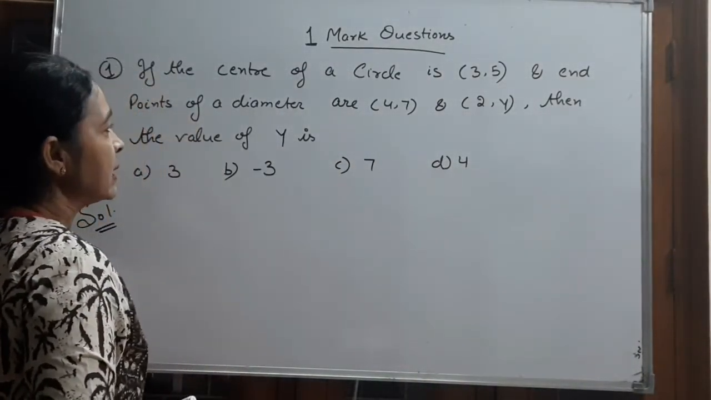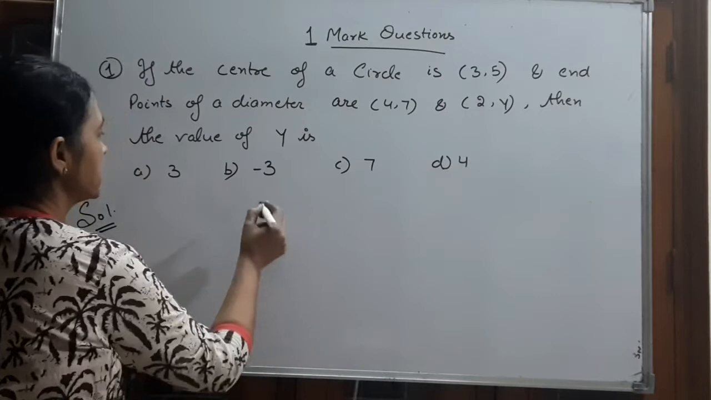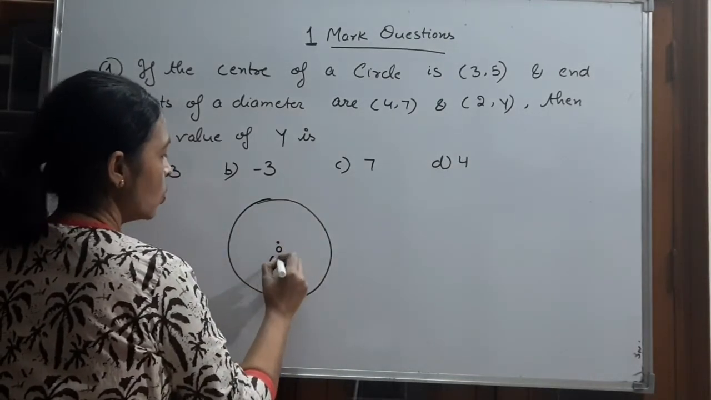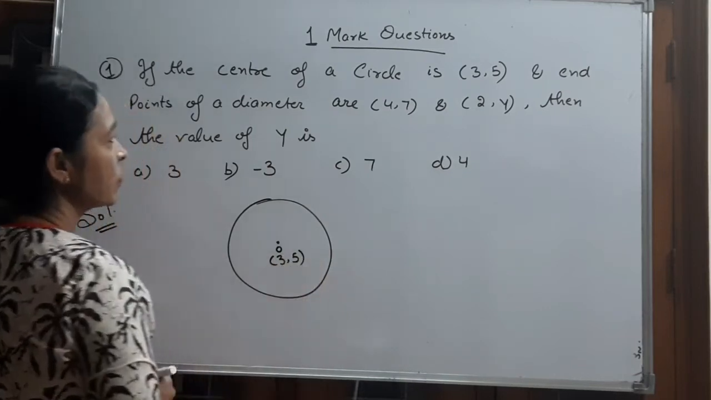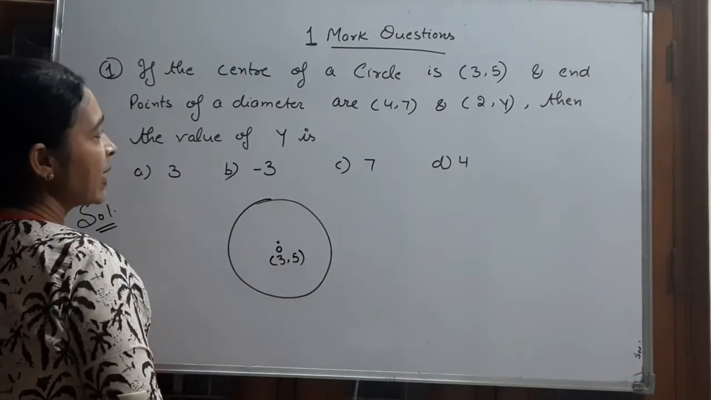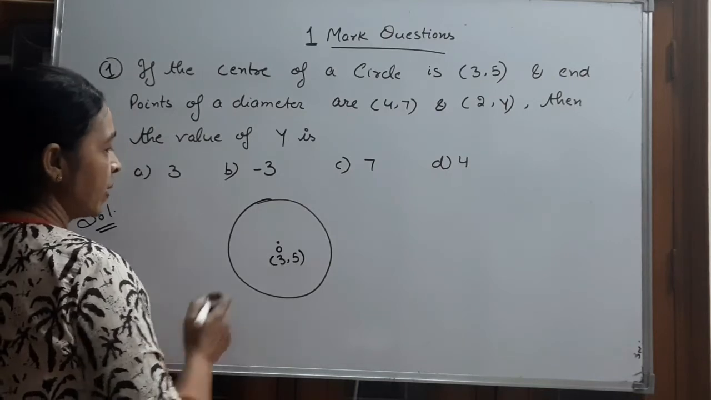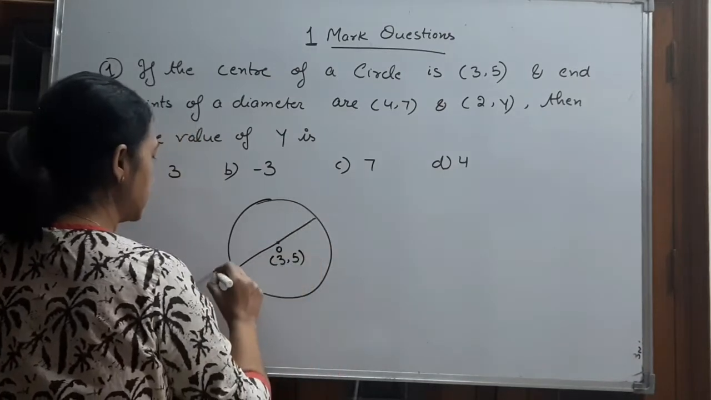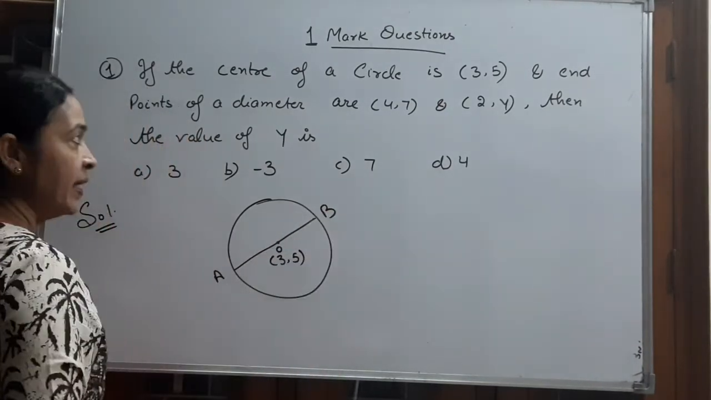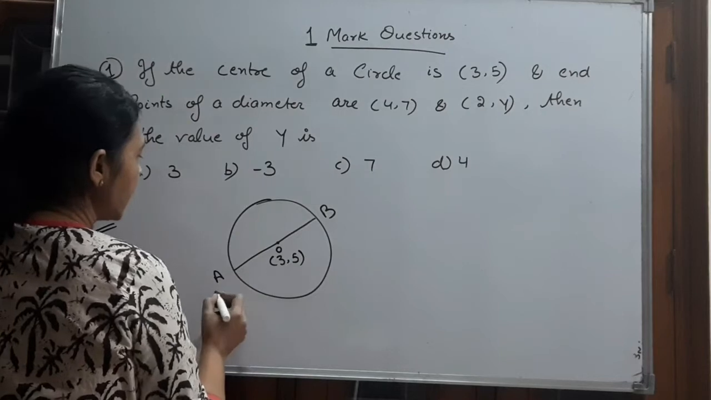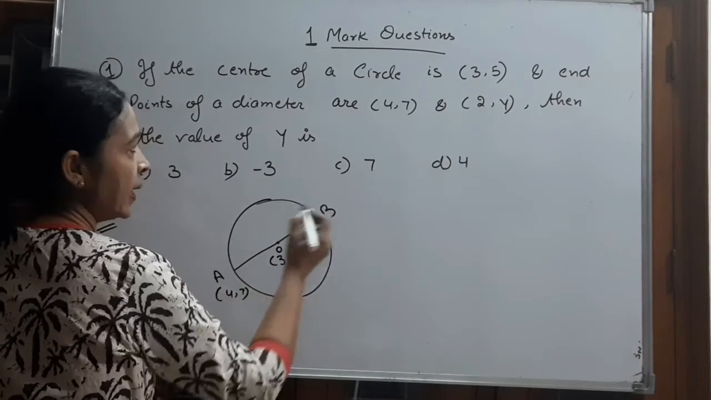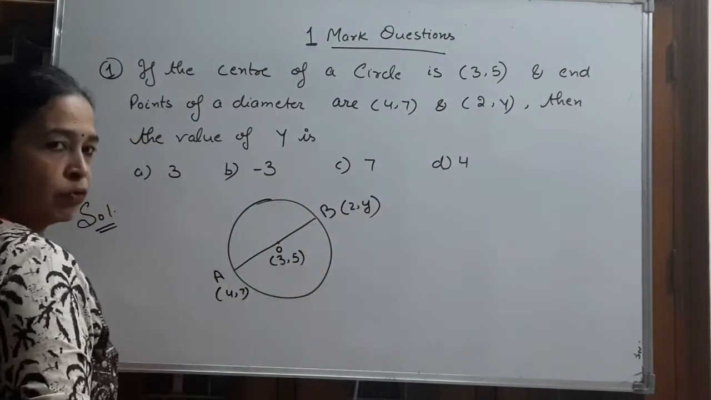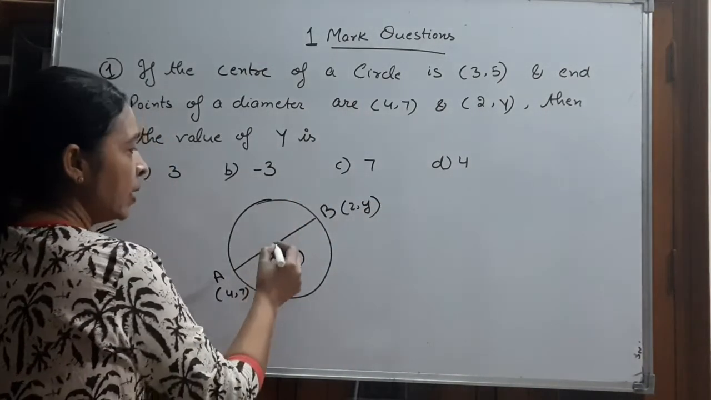If the center of a circle is (3, 5), we have a circle whose center is, let's say, O. 3 and 5 are the coordinates of the center. The endpoints of the diameter are (4, 7) and (2, y). What is a diameter? A chord which passes through the center. Let AB be the diameter. The endpoints of the diameter are A (4, 7) and let B be (2, y). What we have to find? We have to find the value of y.